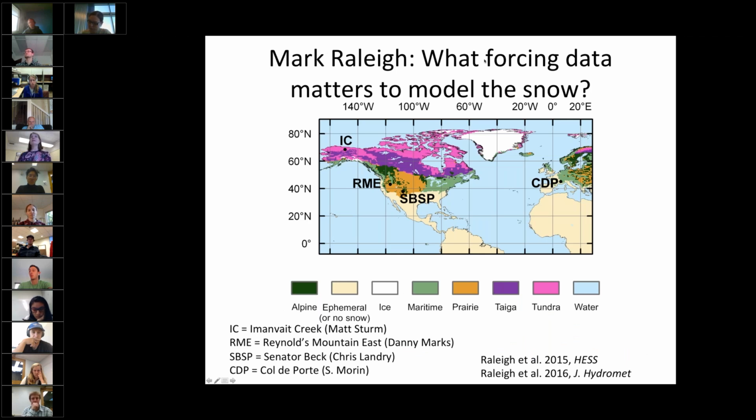So this is from a paper Mark Rowley put together where he's really asking what forcing data matters most to model the snow. And he tried to grab sites in very different climates. These are snow classes put together. In Naviet Creek, right here, that's the first one I showed you. That's the one up in Alaska that got all the snow drifts. Reynolds Mountain East is in Idaho. Senator Beck, this is in Colorado, in Senator Beck Basin, and then Col de Port is in France, a more maritime site.